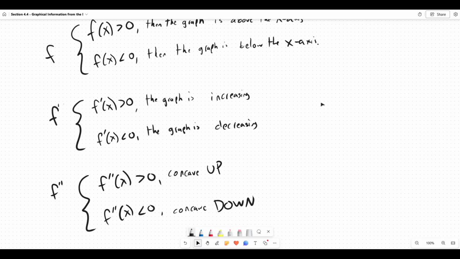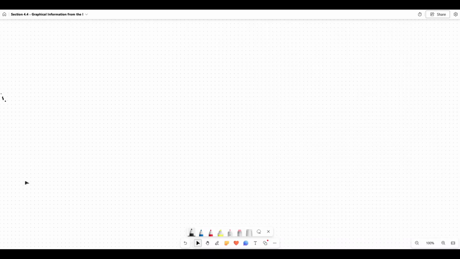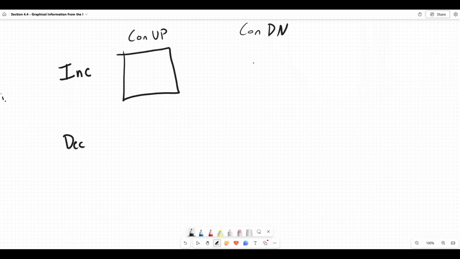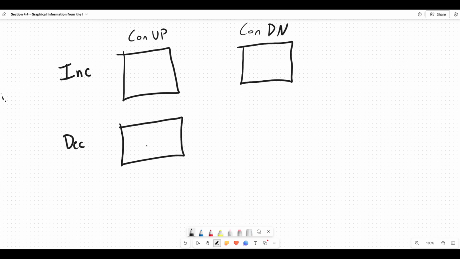Okay, so let's take a look at some prototypical graphs. And this is usually what I like to do. So these are all going to be our increasing versus our decreasing. And these are going to be our concave up and concave down. So there's these four sort of pieces.